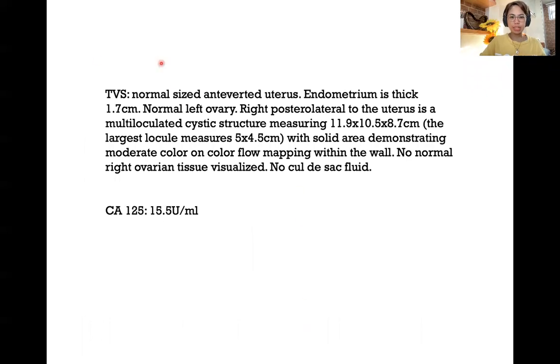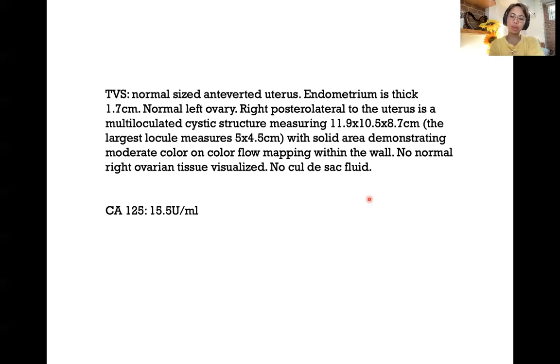Now, on TVS, the endometrium is thick, with an ovarian new growth on the right with solid areas demonstrating moderate color on color flow mapping within the wall. There is no normal right ovarian tissue seen. So just upon seeing this, plus CA125, is this normal or abnormal? Is 15.5 abnormal? So the range is less than 35.